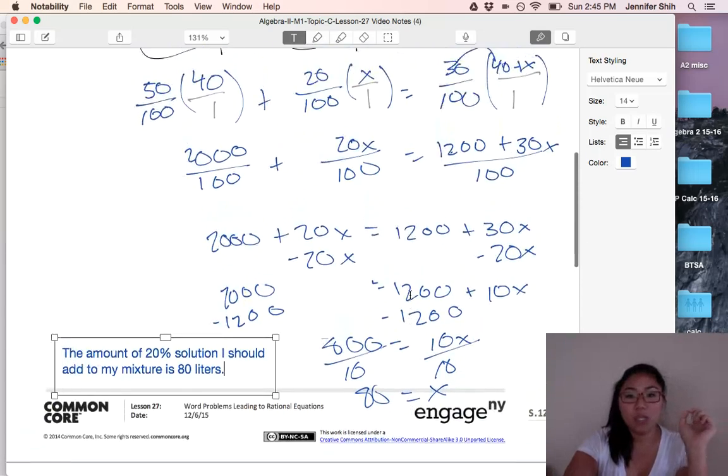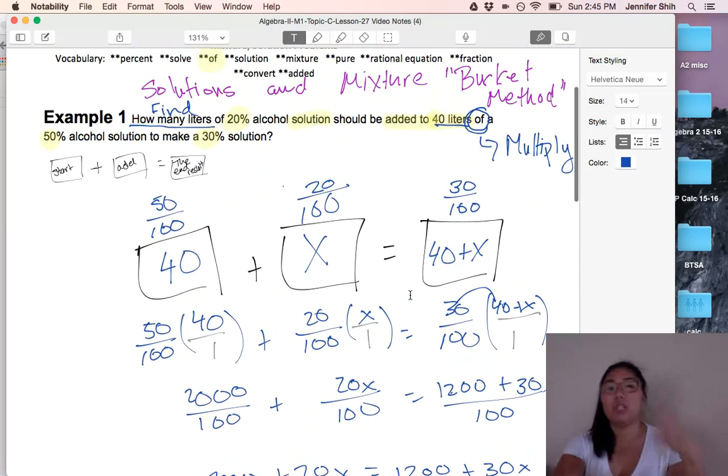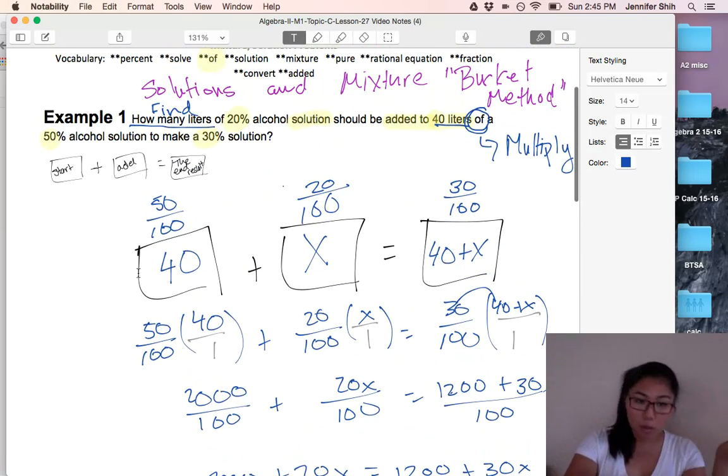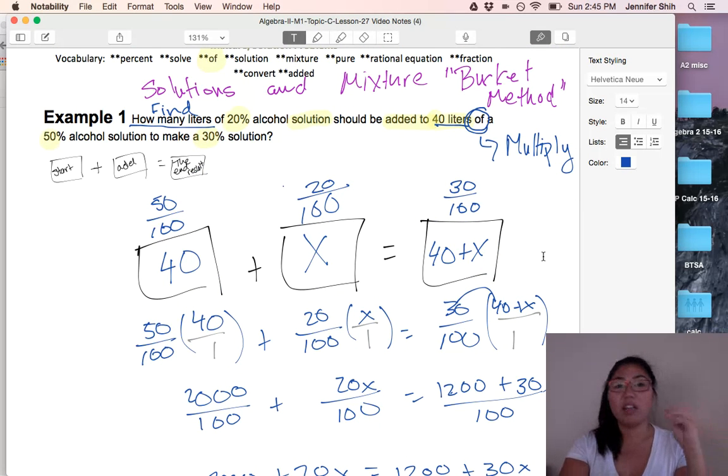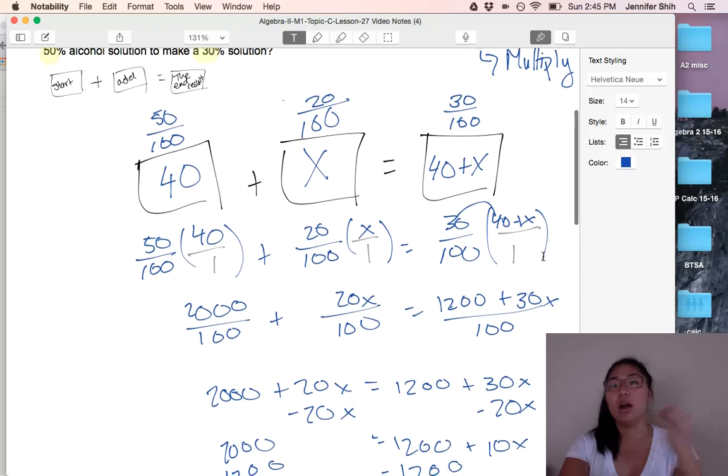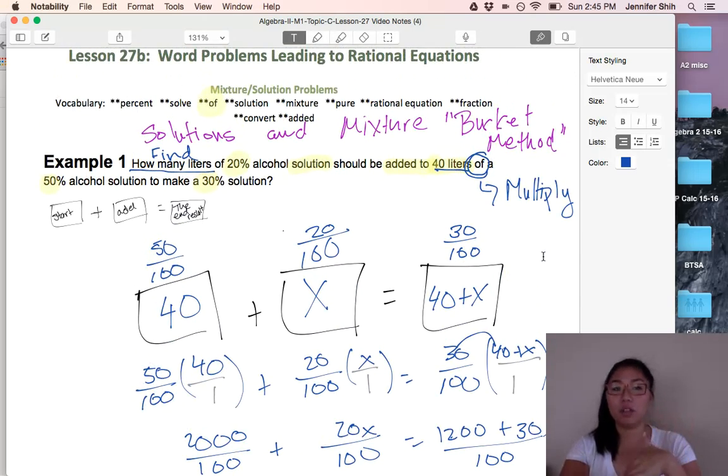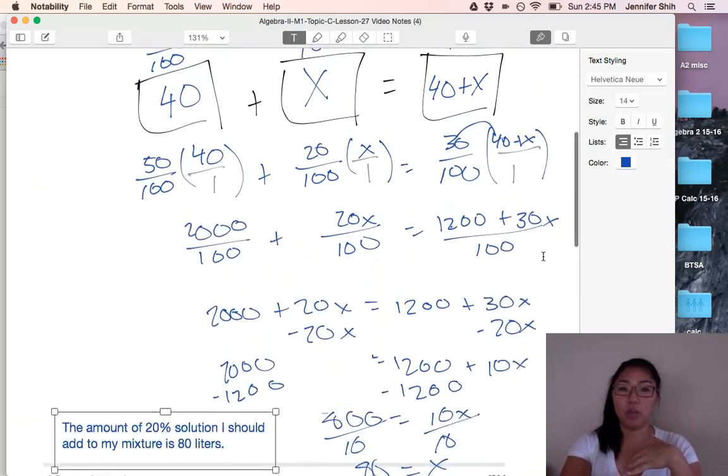At this point, I want you to go back and summarize how we use this bucket method, what each of these boxes mean, and what these fractions mean. And then I want you to pause this video and then move on to the next video, for example, 2.